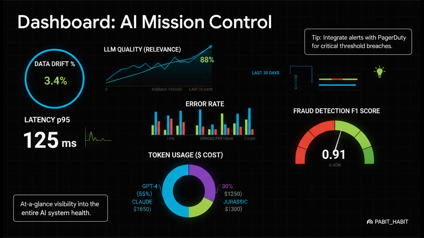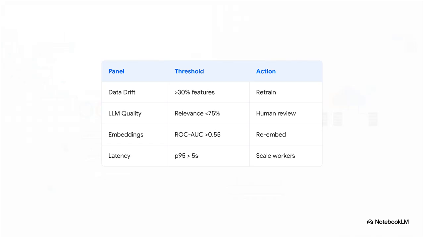Everything from data drift percentages to LLM quality to latency, and even how much you're spending on tokens, all the way down to that final business metric, like your fraud detection F1 score. And a good dashboard isn't just for looking at pretty graphs. It has to be actionable.